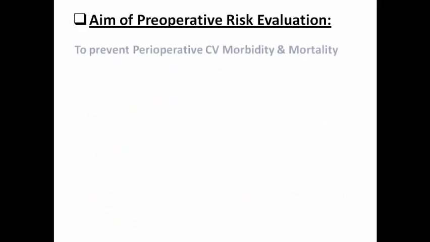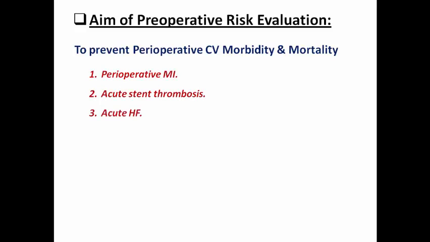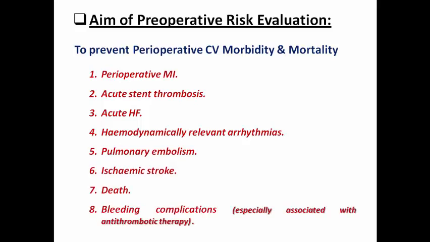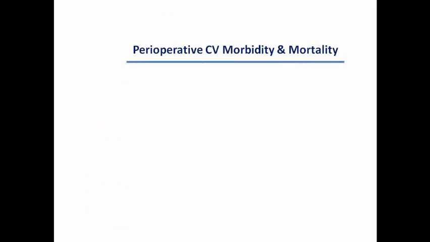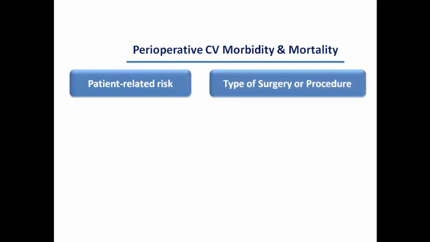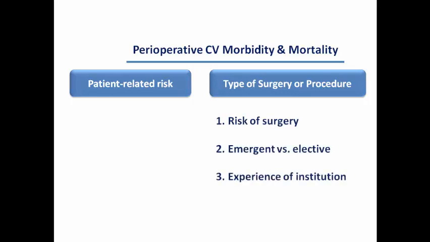The aim of this process is to reduce or prevent perioperative cardiovascular morbidity and mortality, including perioperative MI, stent thrombosis, acute heart failure, hemodynamically relevant arrhythmias, pulmonary embolism, ischemic stroke, death, and in some cases bleeding complications. And in order to achieve this aim, we need to assess the patient-related risk according to his risk factors, comorbidities, or established cardiovascular disease, and also the type of surgery or procedure he or she is undergoing, like the risk of surgery itself, is it emergent or elective, and the experience of the institution in which the surgery is performed.